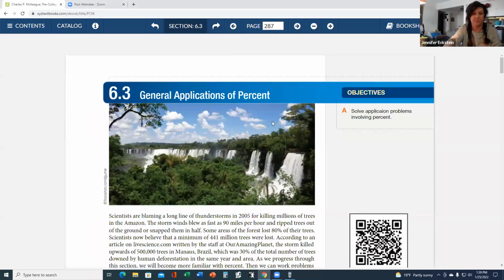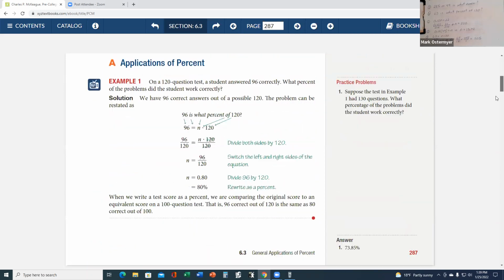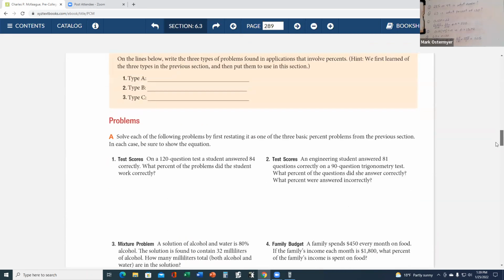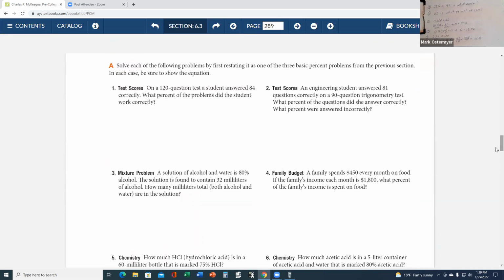It's entitled General Applications of Percents. That's what we will try to do, apply percents to general word problems. The only way to learn how to do these is by seeing a bunch of them done, so I'm going to wade through several of these here.